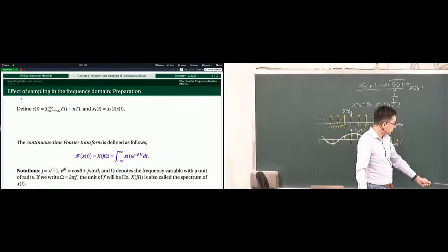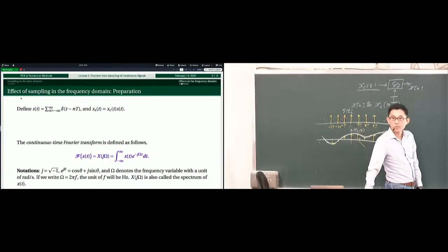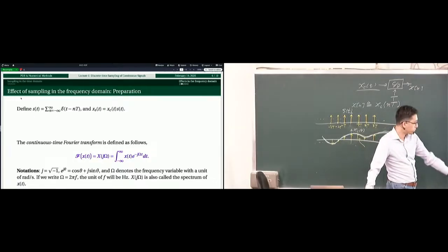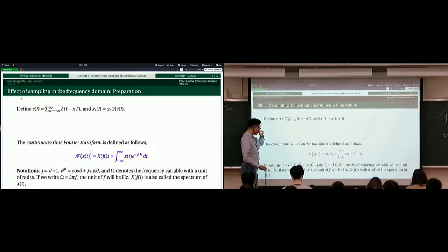All right, just to make sure that we have the same notations. Here, j is the square root of -1. j is i. Somehow in the EE department, we use j more than i. So in this course, we use j for the square root of -1. And e to the j theta, you should be familiar, equals cosine theta plus j sine theta.